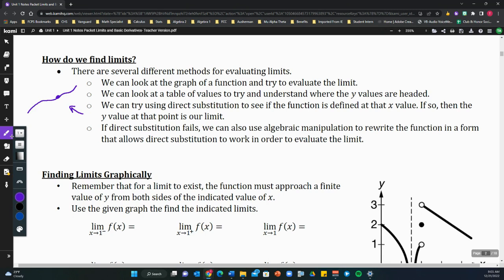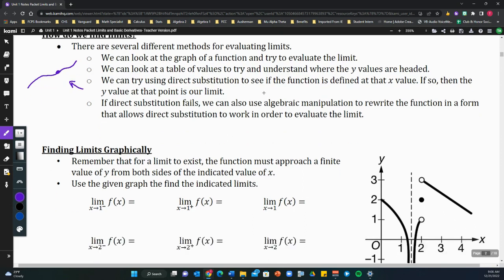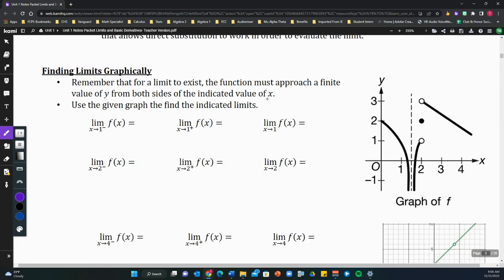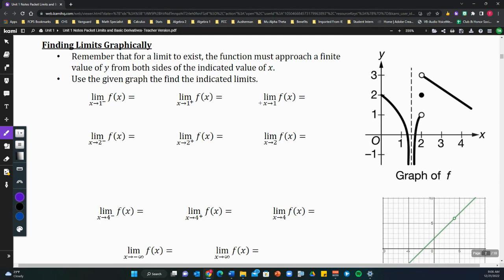If that direct substitution method fails, then we've got a couple other algebraic techniques that we can use to manipulate and rewrite the function and then be able to evaluate. So we're going to take a look at these first two methods, looking at it with a graph and then a table of values in this section. We're going to save the algebra side for our next discussion.